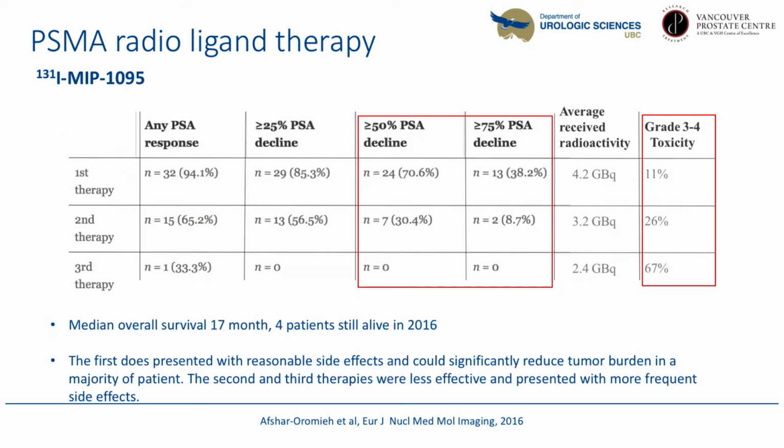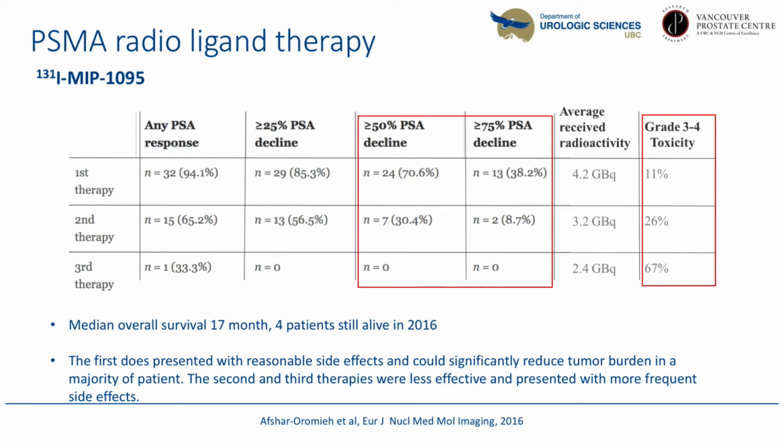This slide summarizes these results. The median overall survival of these patients was 17 months. They looked again at the data in 2016, and 4 of the patients were still alive. After the first cycle, 71% presented with a PSA decline of over 50%, and that became less, to basically no response, with the second and the third cycle.